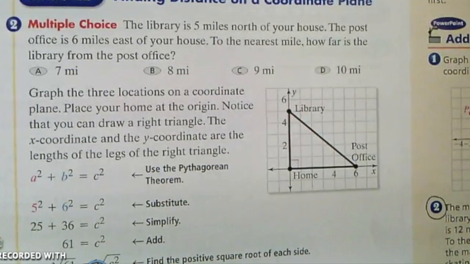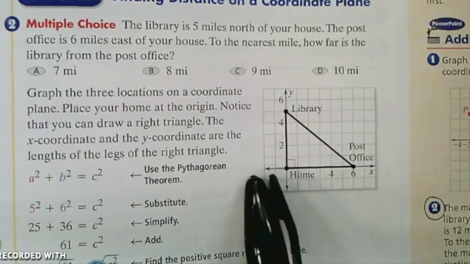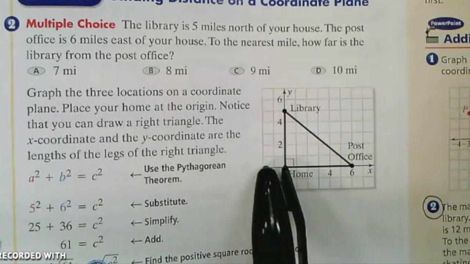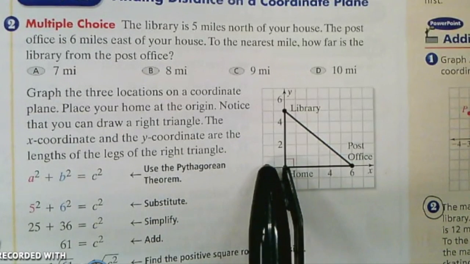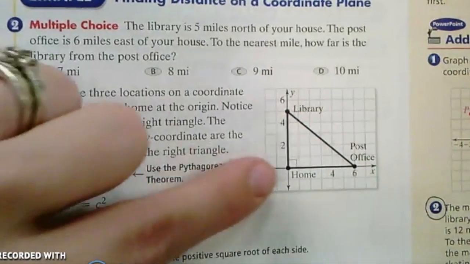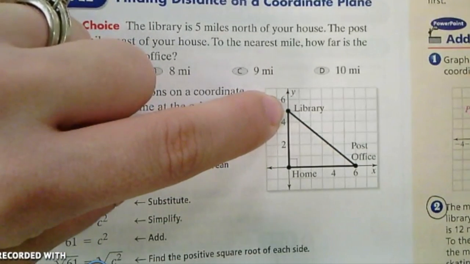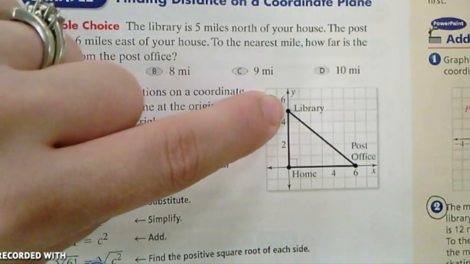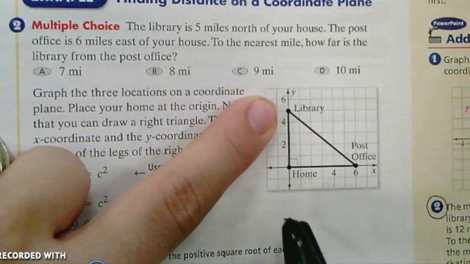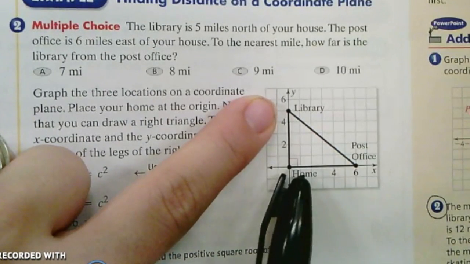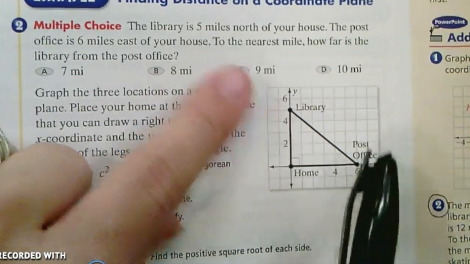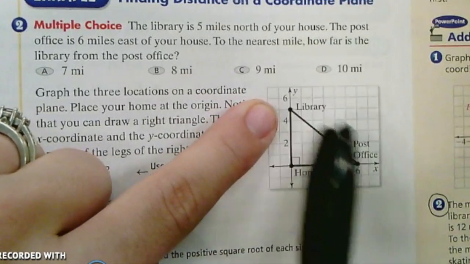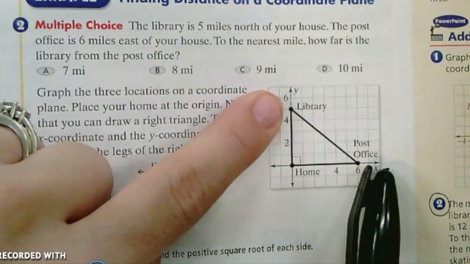So here we have a coordinate plane. And on this coordinate plane, they said to assume that your house is the origin. It's at 0. And then it told you that the library is 5 miles north. So they counted up 5 spaces and they put a dot there where 5 would be and marked it as the library. And then they said that the post office is 6 miles east. So they went east 6 spots and labeled it as the post office. And then they used a ruler to draw a line between the library and the post office.